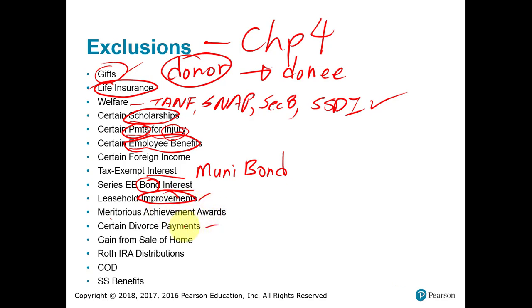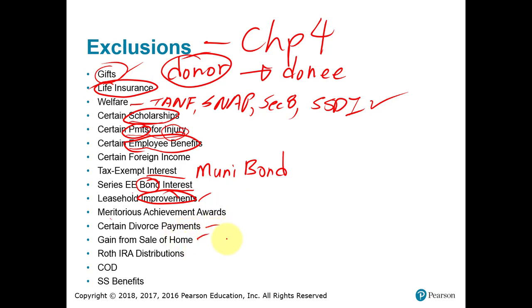Payments at a divorce or due to a divorce. So if you split up the property at the end of a divorce, that's a property settlement that's tax-free. If you collect child support, that's a tax-free income. If you collect alimony, that's taxable, not excludable, but includable.